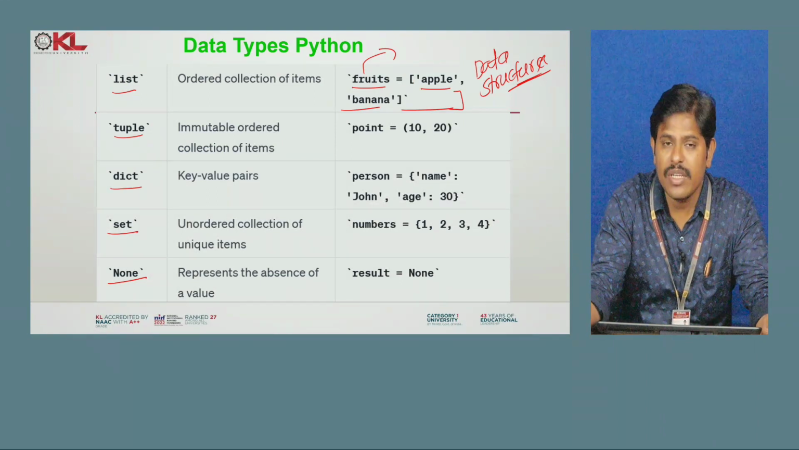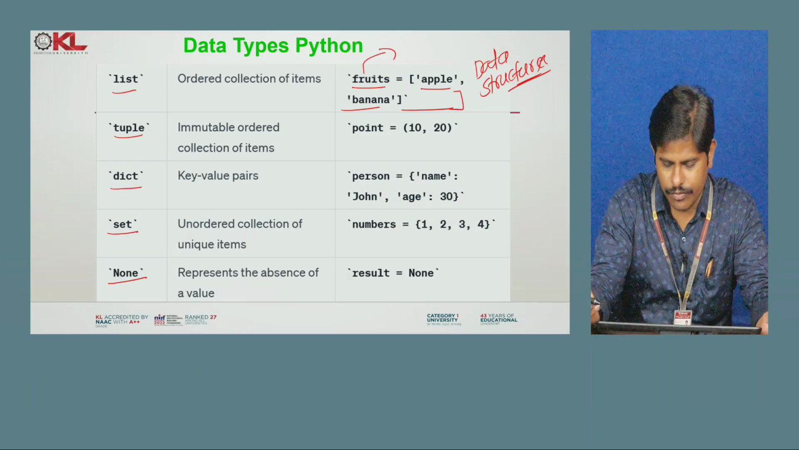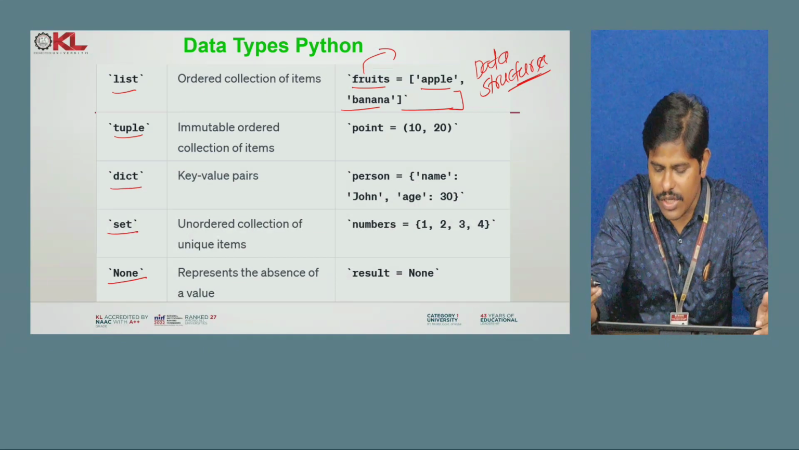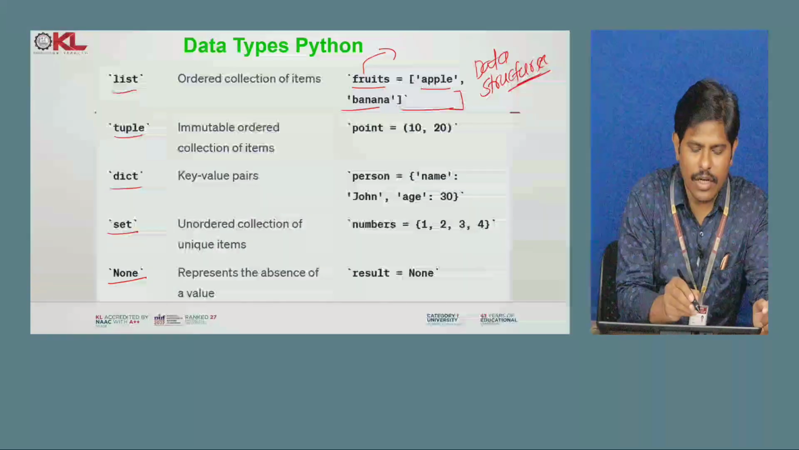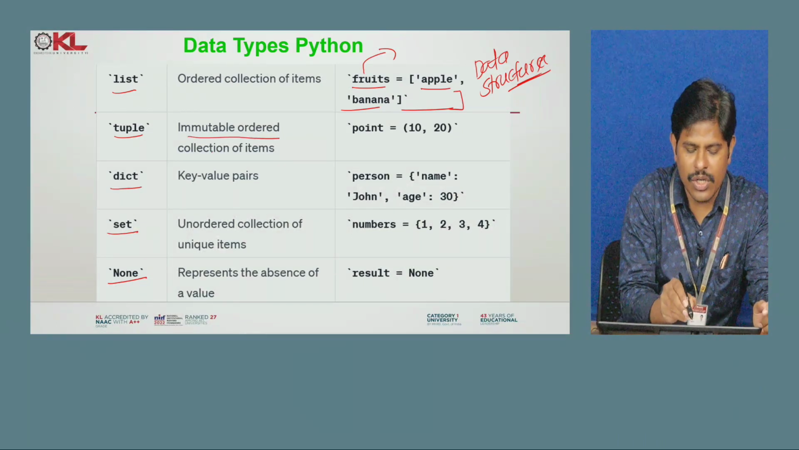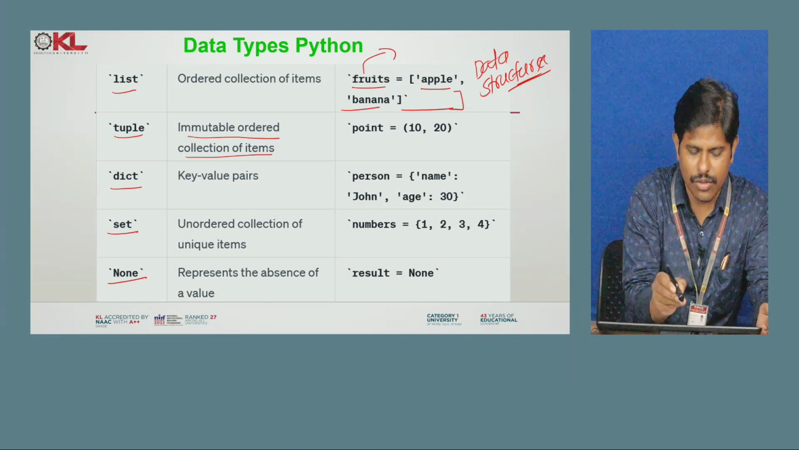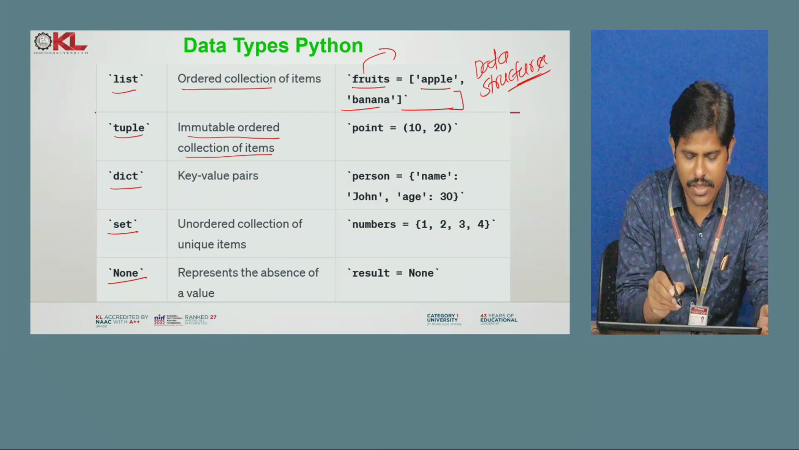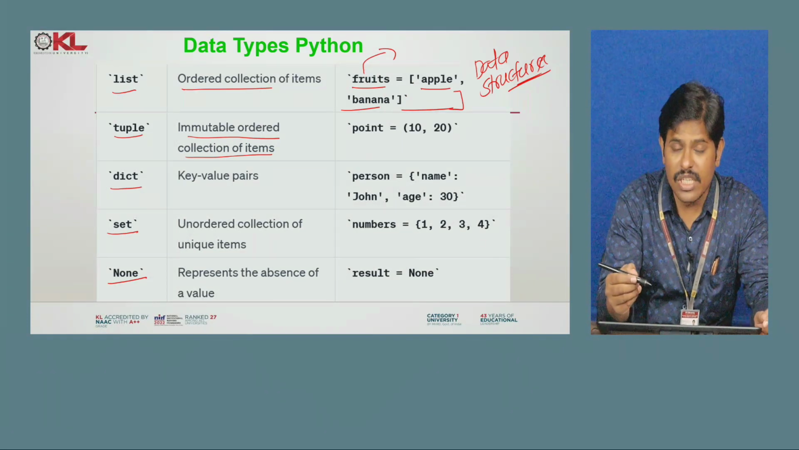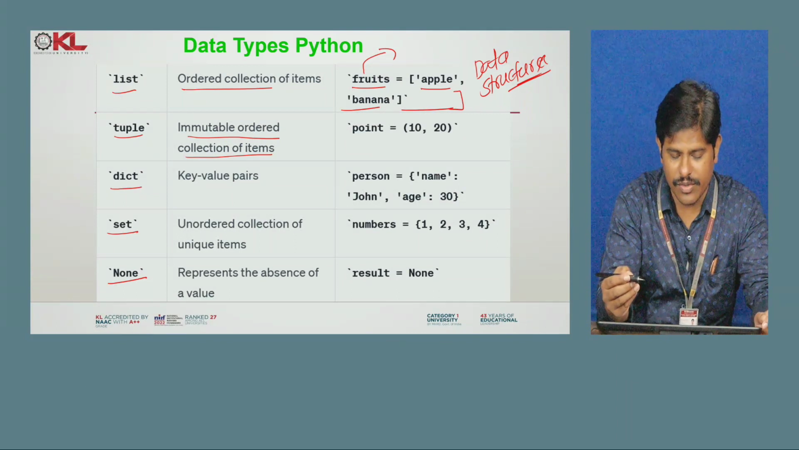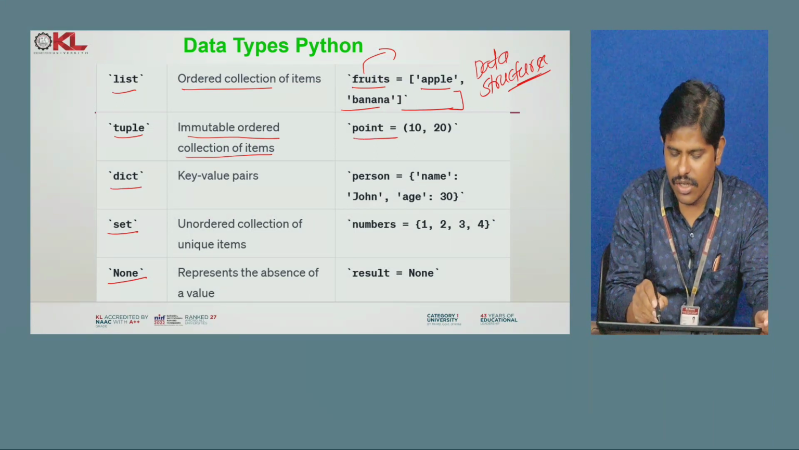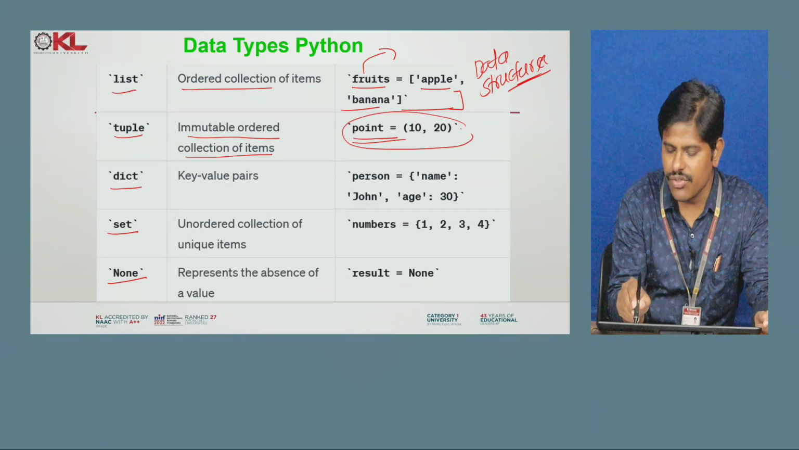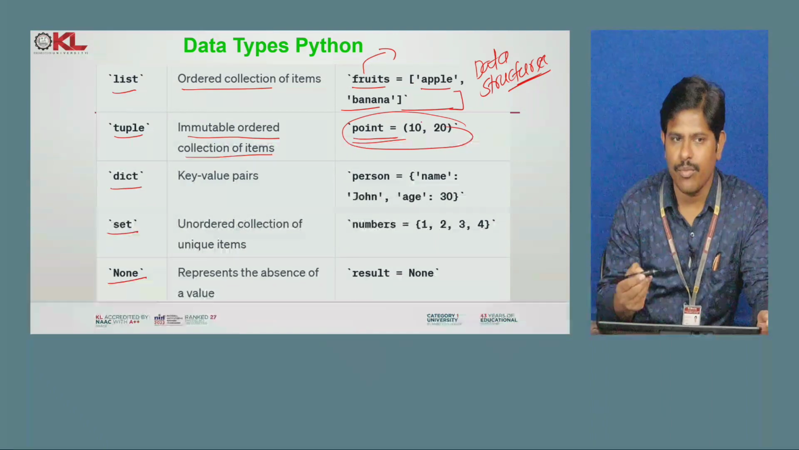And a tuple is similar to a list. It also has several items, but a small difference is there. These are immutable ordered collections of items. So list is an ordered collection, whereas tuple is an immutable ordered collection of items here. Immutable means they cannot be changed once something is assigned. So I cannot change the values of 10 or 20 during the process of programming here.